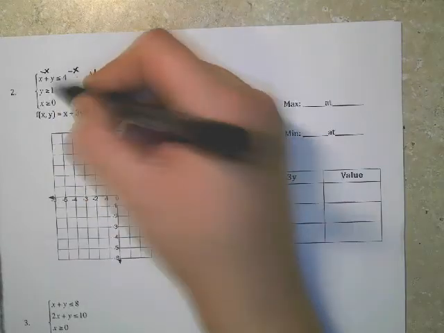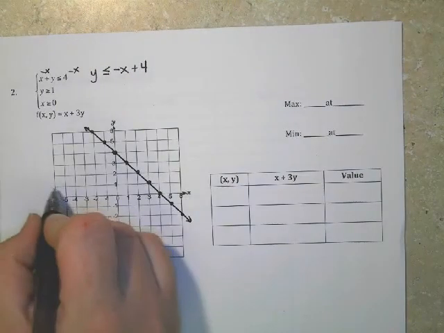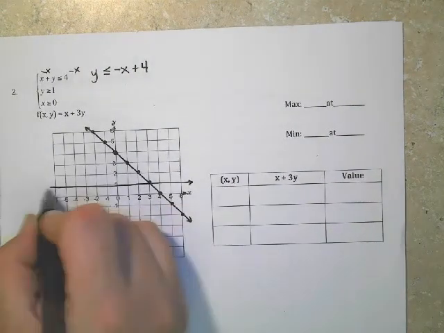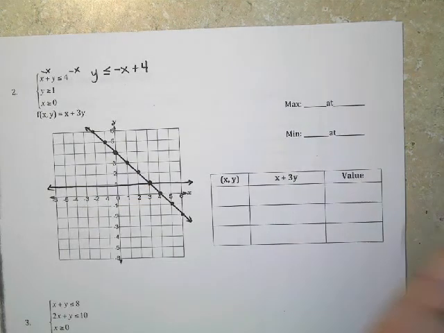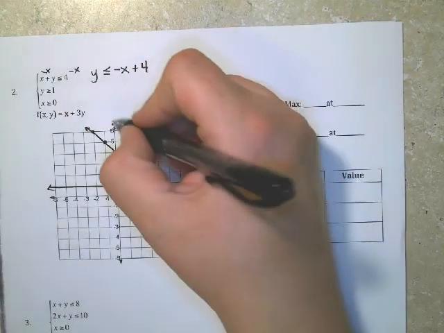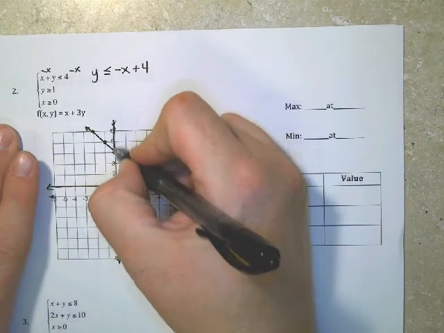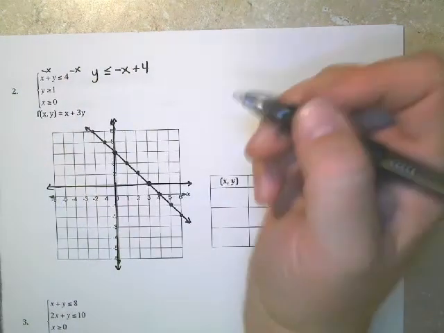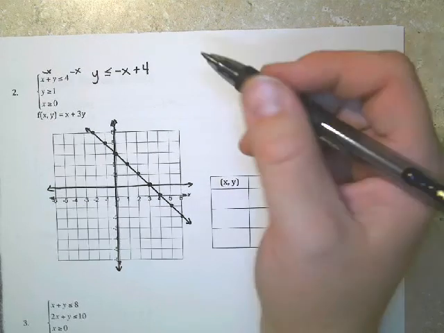solid line. Okay, and I'm going to wait to do the shading until I've got all my lines drawn. So y is greater than or equal to 1. That's a horizontal line through one on my y-axis. Okay. So that's one point of intersection. And the other one, x is greater than or equal to 0. That's my y-axis. So it goes through the point 0 on the x-axis.